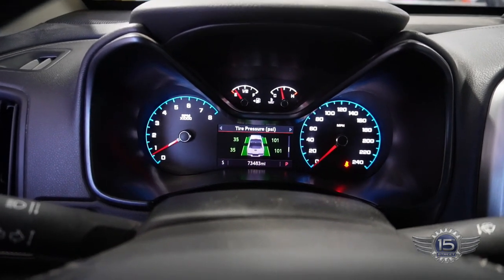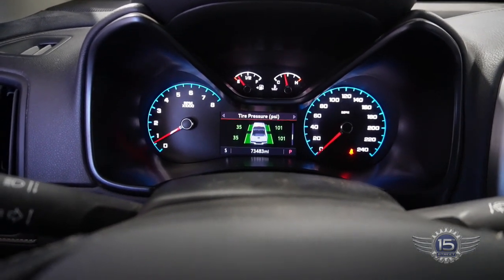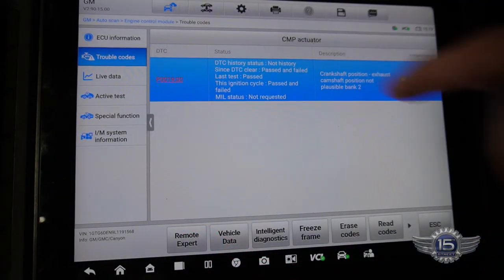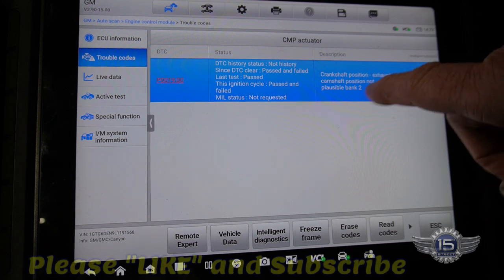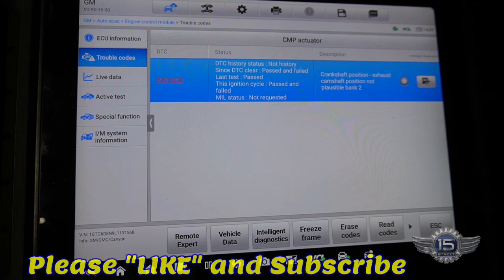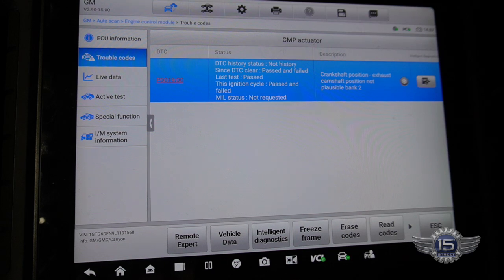and when I came back, I had a P0019 code in there. The P0018 didn't come back, but the P0019 did, which is bank 2 exhaust camshaft correlation. So whatever our problem is on bank 2 of this 3.6, we're not getting any codes for bank 1, which would be a P0016 or a P0017.